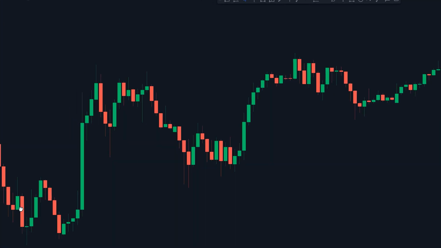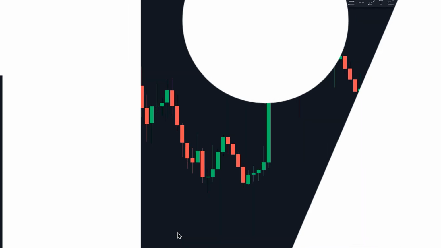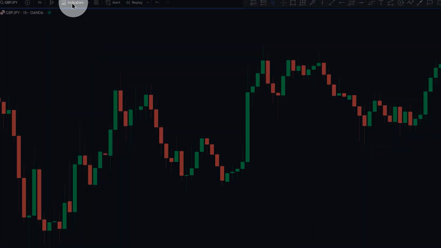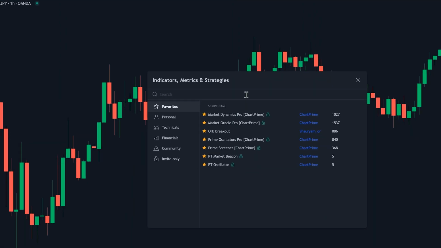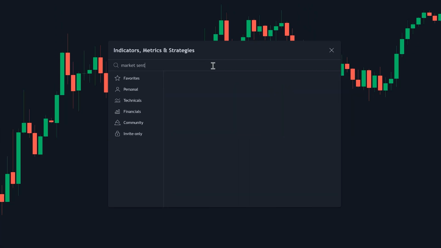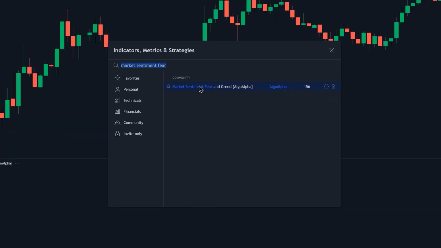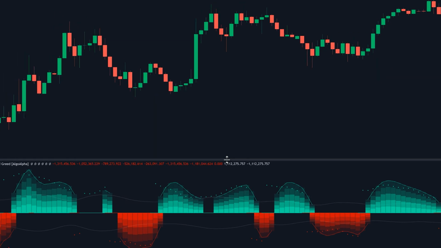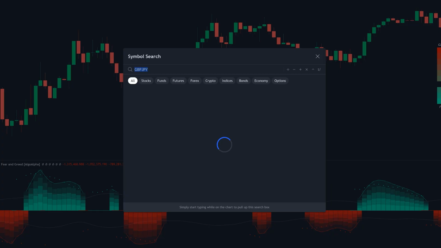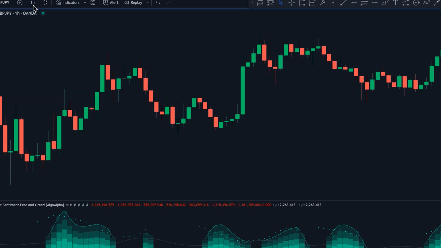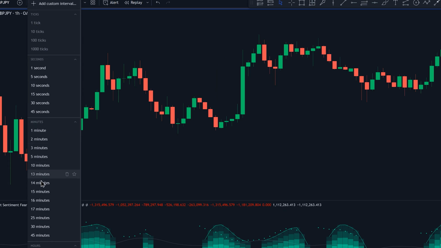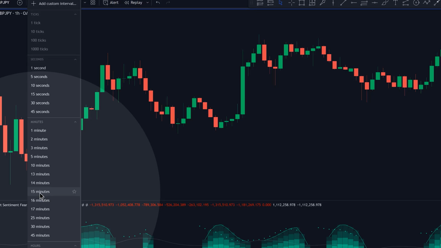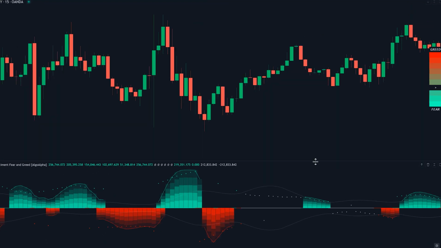To add this indicator to your chart, you want to go to TradingView and then open the indicator search tab. And then here, you want to type in the name of this indicator, which is Market Sentiment, Fear and Greed. And it's going to be this one by Algo Alpha. Now, this indicator can be used on any trading security that you like, as well as on any time frame. For me, I'm going to be using it on the 15-minute time frame of GBP JPY. So here is our indicator.